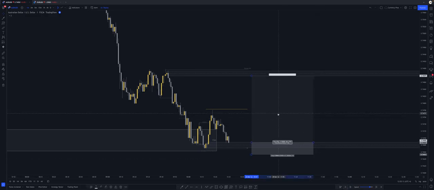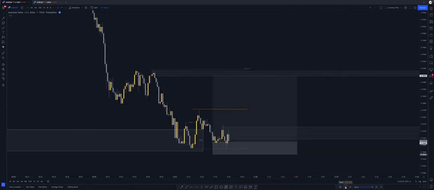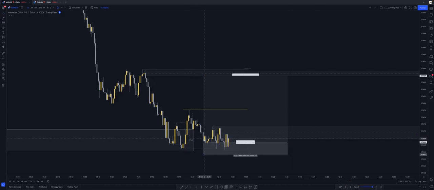Okay, so right there, price taps into the refined demand zone and would be triggered into this trade. Now let me speed up the replay mode a bit here. Right, so we see a bit of consolidation, no real structural changes. We're still reacting to this demand right here.